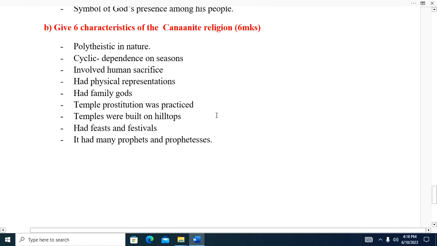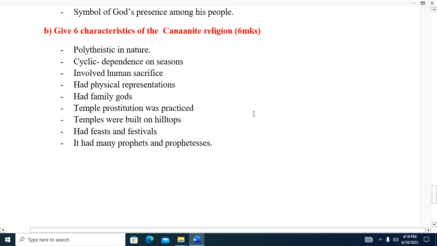Then the last question for today, give 6 characteristics of the Canaanite religion. Number 1, it was polytheistic in nature. Number 2, it was cyclic, dependent on seasons. Next, it involved human sacrifice. Next, physical representation. Next, family gods. Next, temple prostitution was practiced.